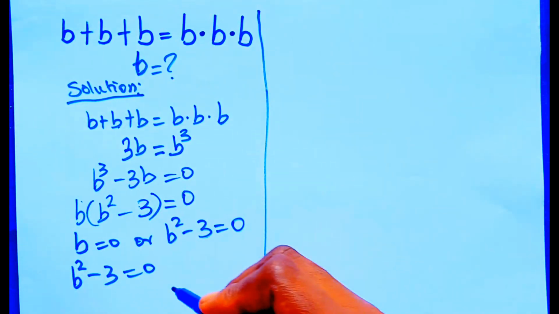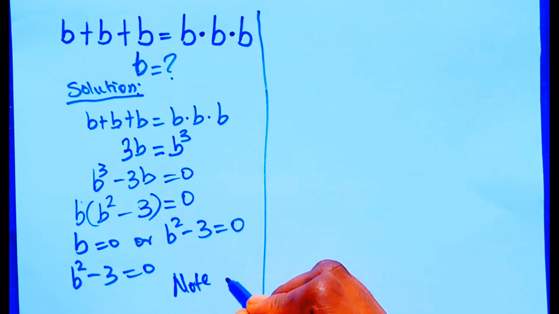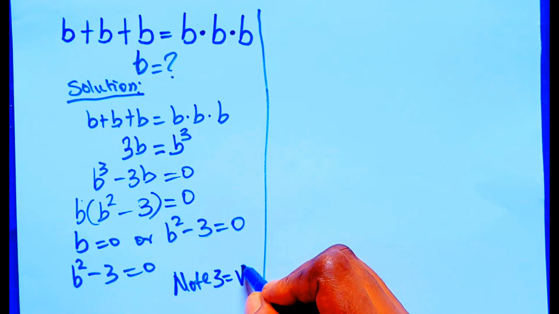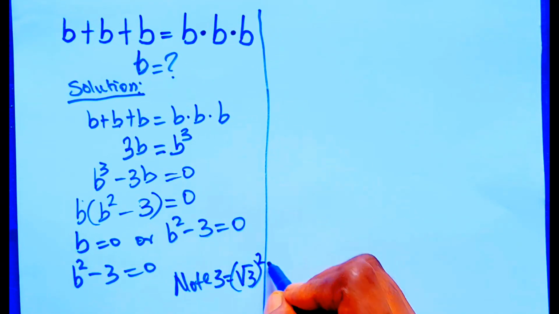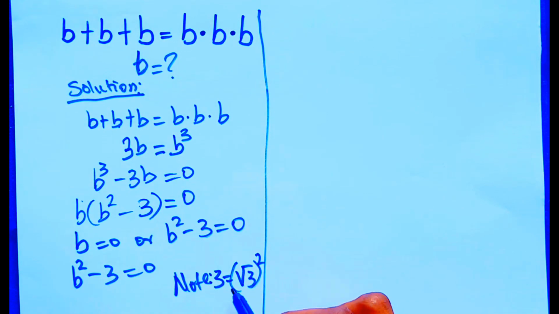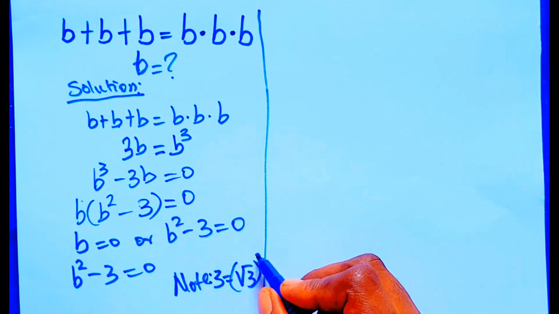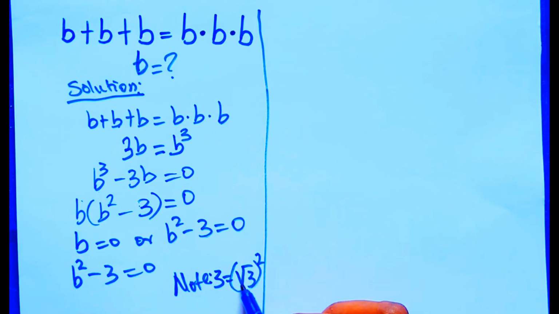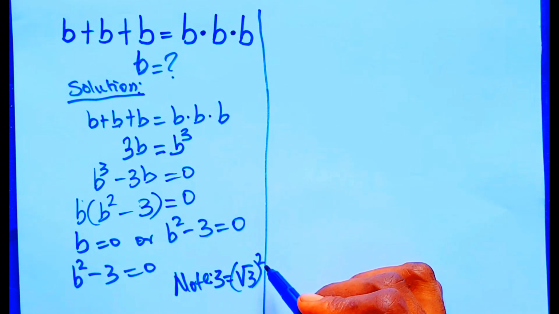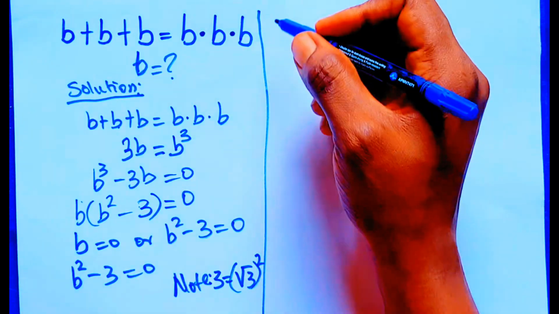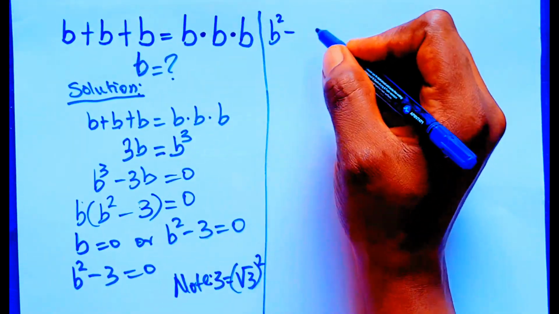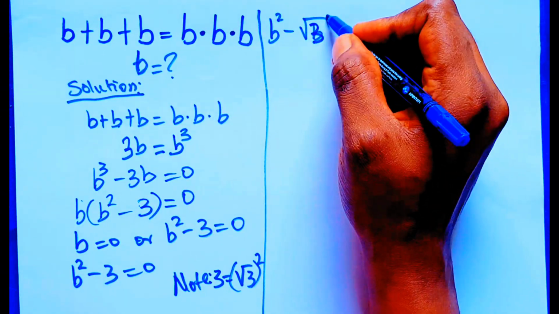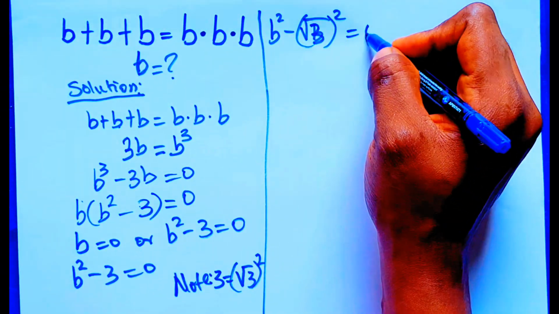But note that 3 equals square root of 3 squared, because this square will cancel out this square root and we'll still have 3. So 3 here equals square root of 3 all squared. If we substitute this, we are going to have b squared minus square root of 3 all squared, and this equals 0.